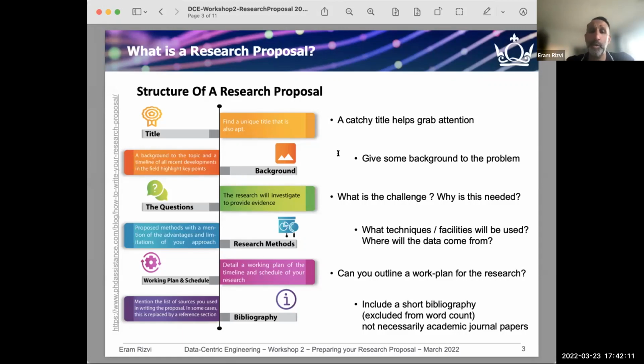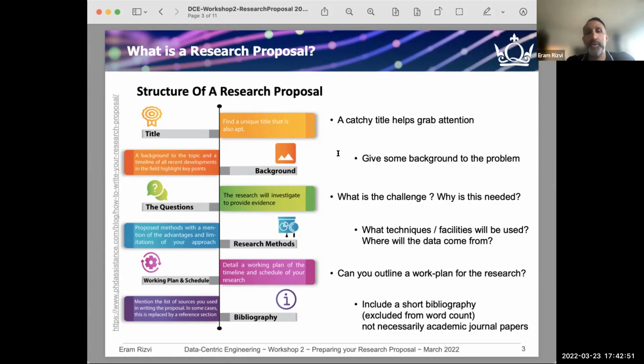The next part is about the questions. So we know from the title what the proposal is about, but can you break it down into a series of questions or research questions that you're going to investigate, where you get across what exactly is the challenge? So it's one thing to say, I'm going to do research in developing a new robotic hand, but can you explain what the challenge is, right? So what are the problems that you're going to address when it comes to building this robotic hand, and why is it actually needed, right? So why do we want to do this research?